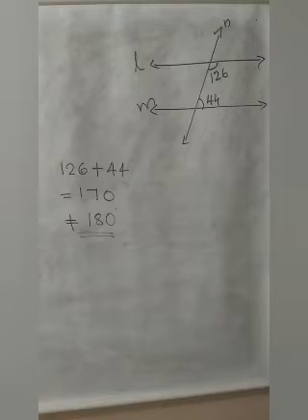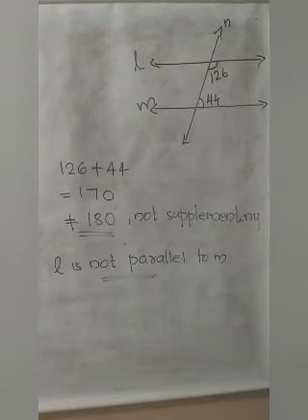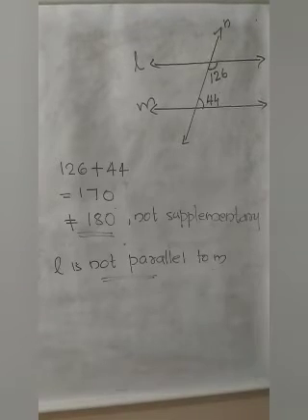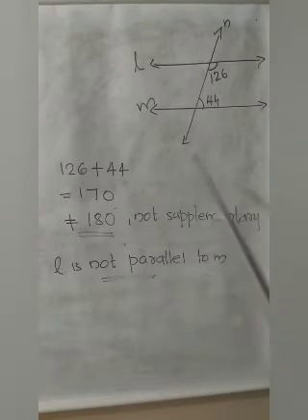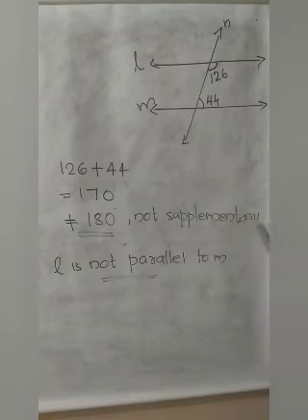What is the reason? The sum of a pair of interior angles on the same side of the transversal is not supplementary. So L is not parallel to M. So we proved L is not parallel to M. What is the reason? The sum of the interior angles on the same side of the transversal is not supplementary. So we can say L is not parallel to M.